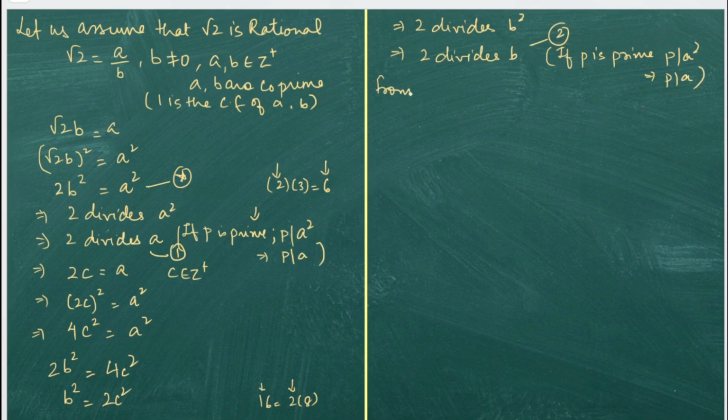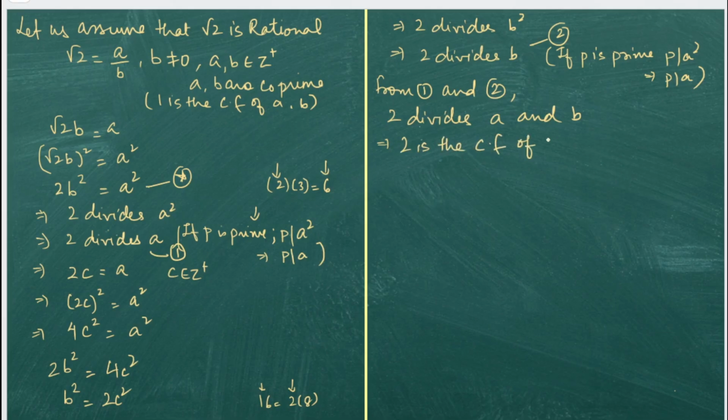So, from statement number 1 and statement number 2, we get that 2 divides both a and b. So 2 divides a, 2 divides b, so 2 divides a and b. That means 2 is the common factor of both a and b. Now, this is a contradiction. Why? Because over here we said that 1 is the only common factor of a and b, as a and b are co-prime. And here we are saying that 2 is the common factor of both a and b, because 2 is dividing a and 2 is dividing b as well.